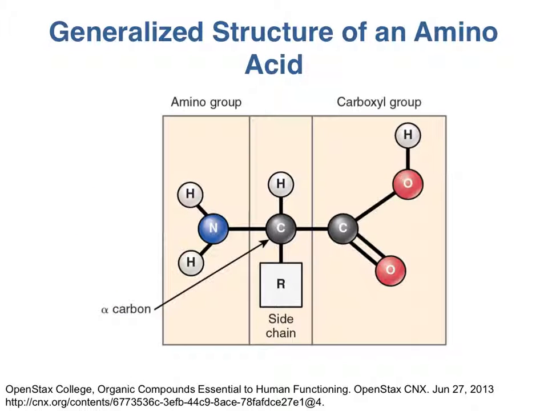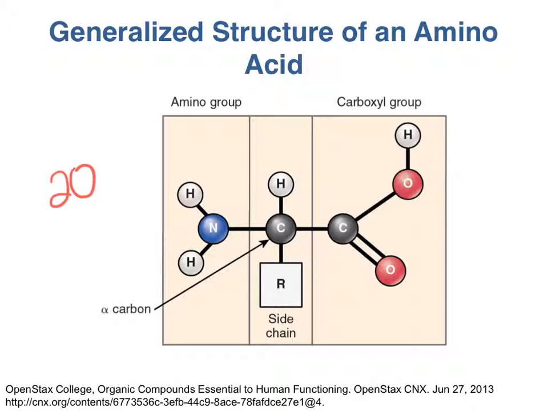Here we're looking at the generalized structure of an amino acid. All amino acids have this central carbon, and attached to that carbon you have a hydrogen, you have an amino group, that's this functional group, and you have a carboxyl group, that's this COOH group. What we really want to focus on when we're talking about the different amino acids is this side chain, the R group. This is what's different between different types of amino acids, and there are about 20 amino acids.